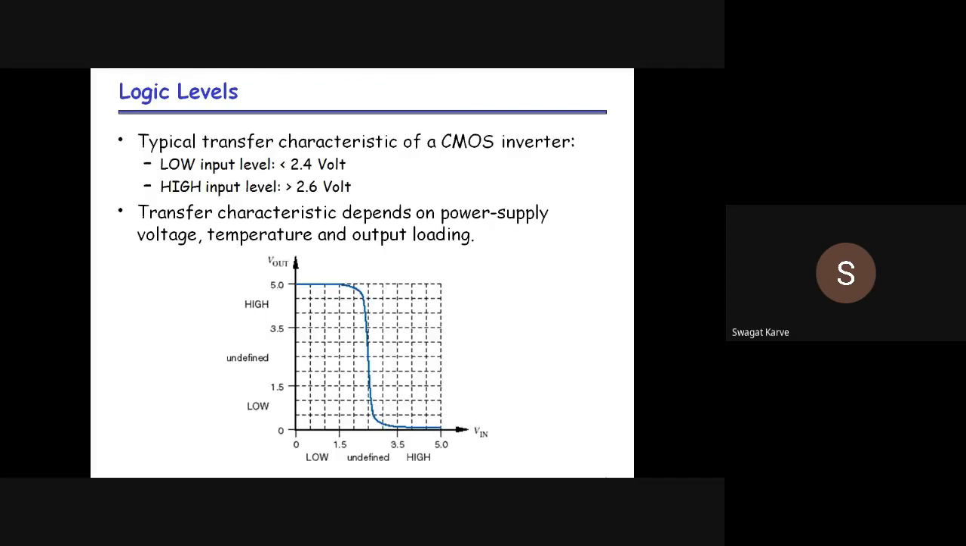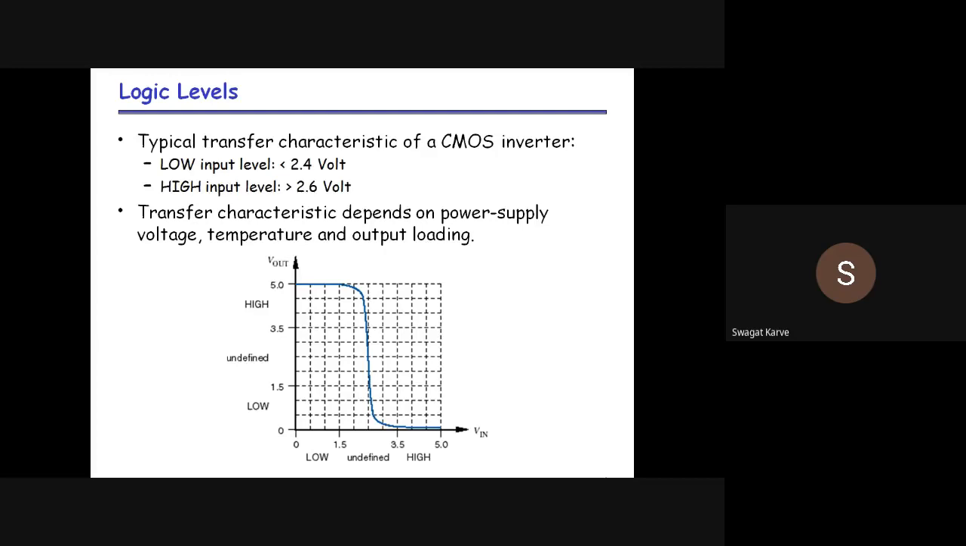Okay. So first we will discuss the logic levels, right? What do you mean by logic levels? As you know, different logic families have their own predefined voltage levels that are equivalent to high, that means 1, and low, that means 0, right?